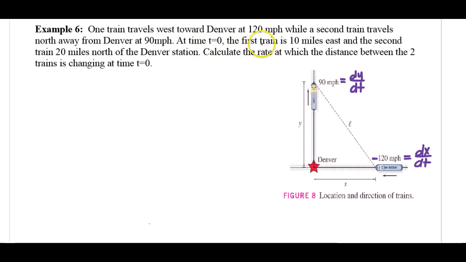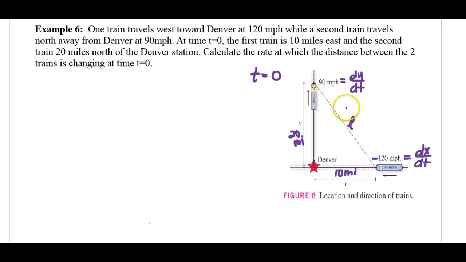So at time t equals 0, the first train is 10 miles east, and the second is 20 miles north of the Denver station. So this image corresponds to when time is 0. The first train is 10 miles east, so this distance right here is 10 miles east of the Denver station. And this train is 20 miles north of the Denver station. Calculate the rate at which the distance between the two trains is changing at time t equals 0. So I'm interested in finding the rate of change of L. This variable, the distance between the two trains, is called L.